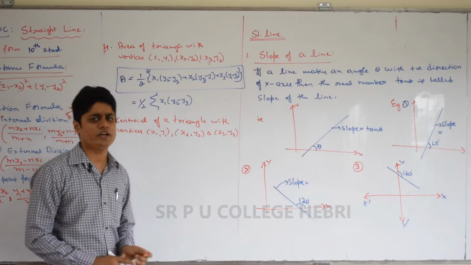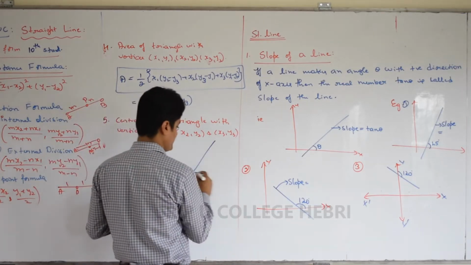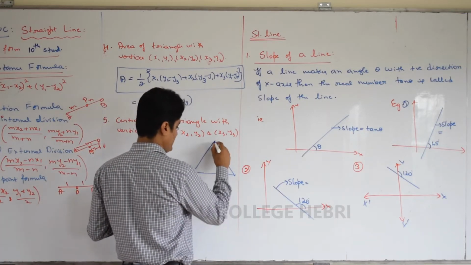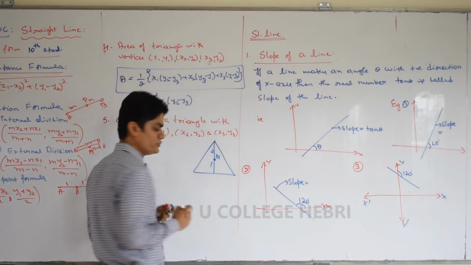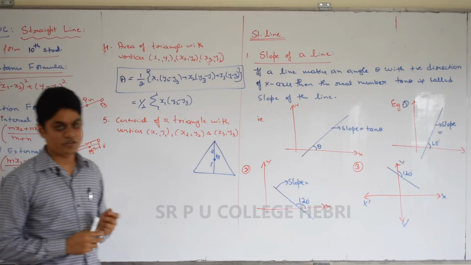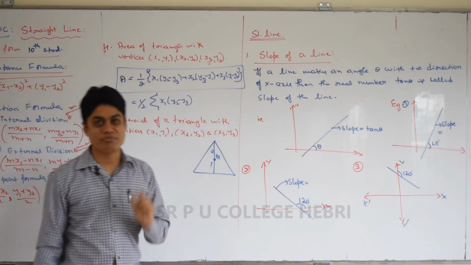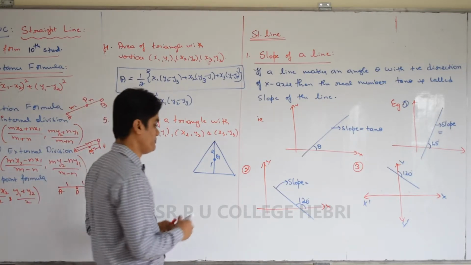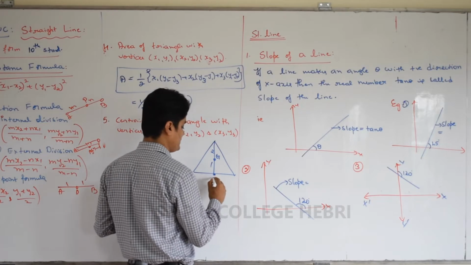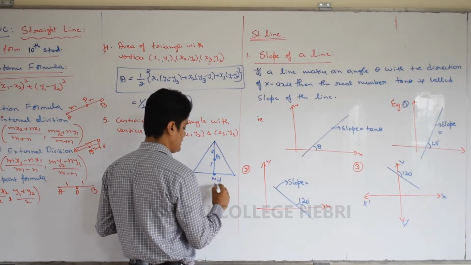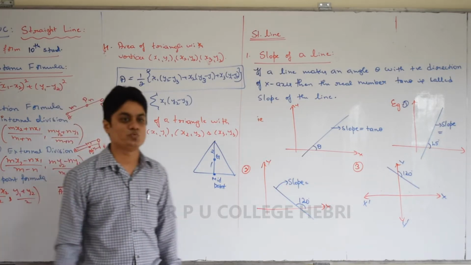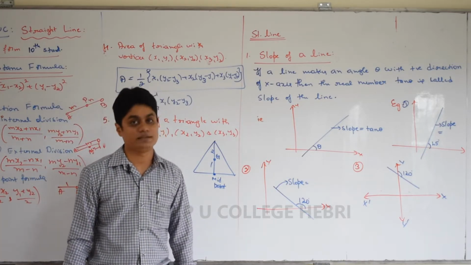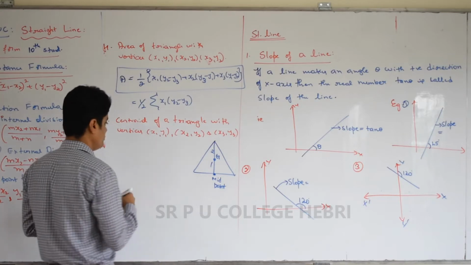What do you mean by centroid? Have you heard of the centroid? It's a point which divides the median of the triangle in the ratio 2:1. A median is a line which bisects the opposite side. The centroid is a point on the median which divides the median in the ratio 2:1 internally, and you know the coordinates.